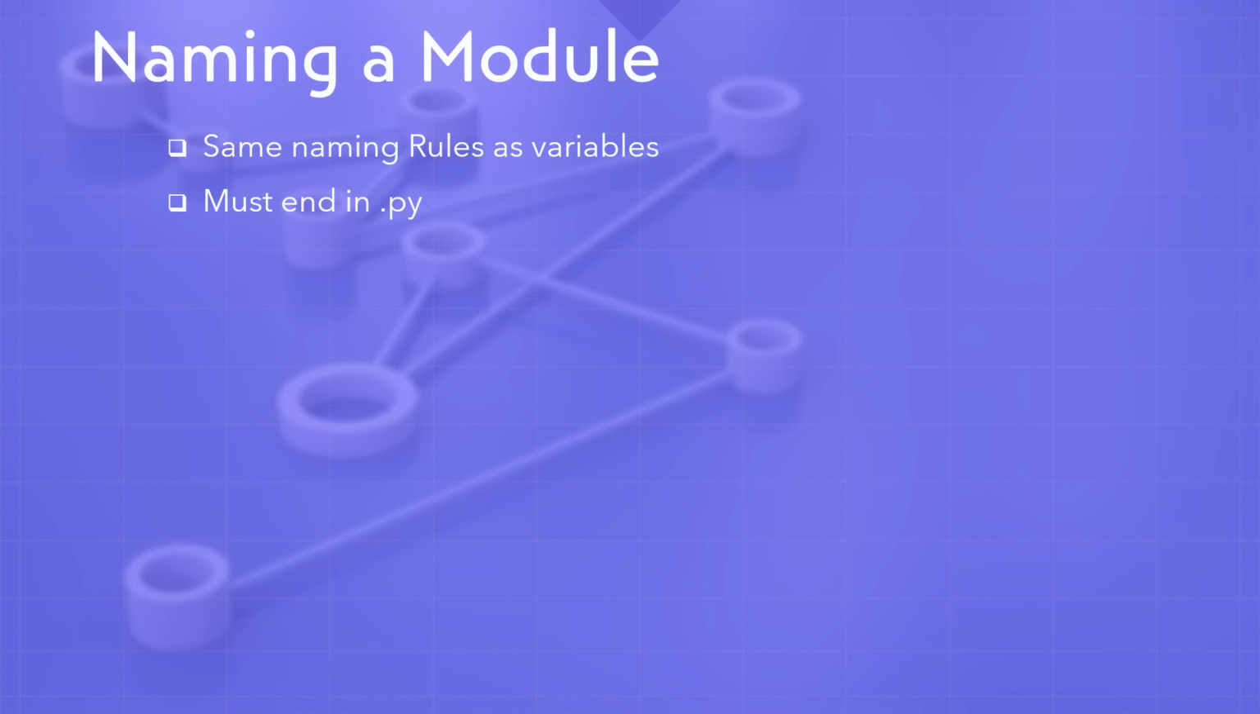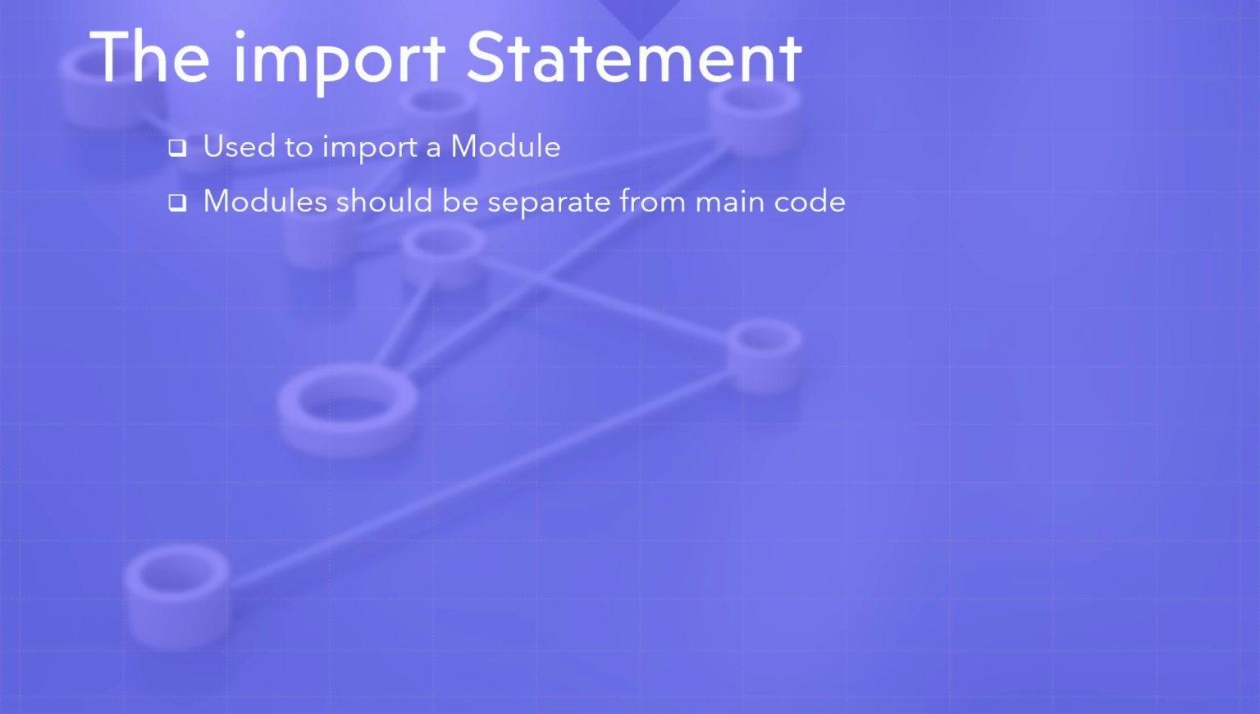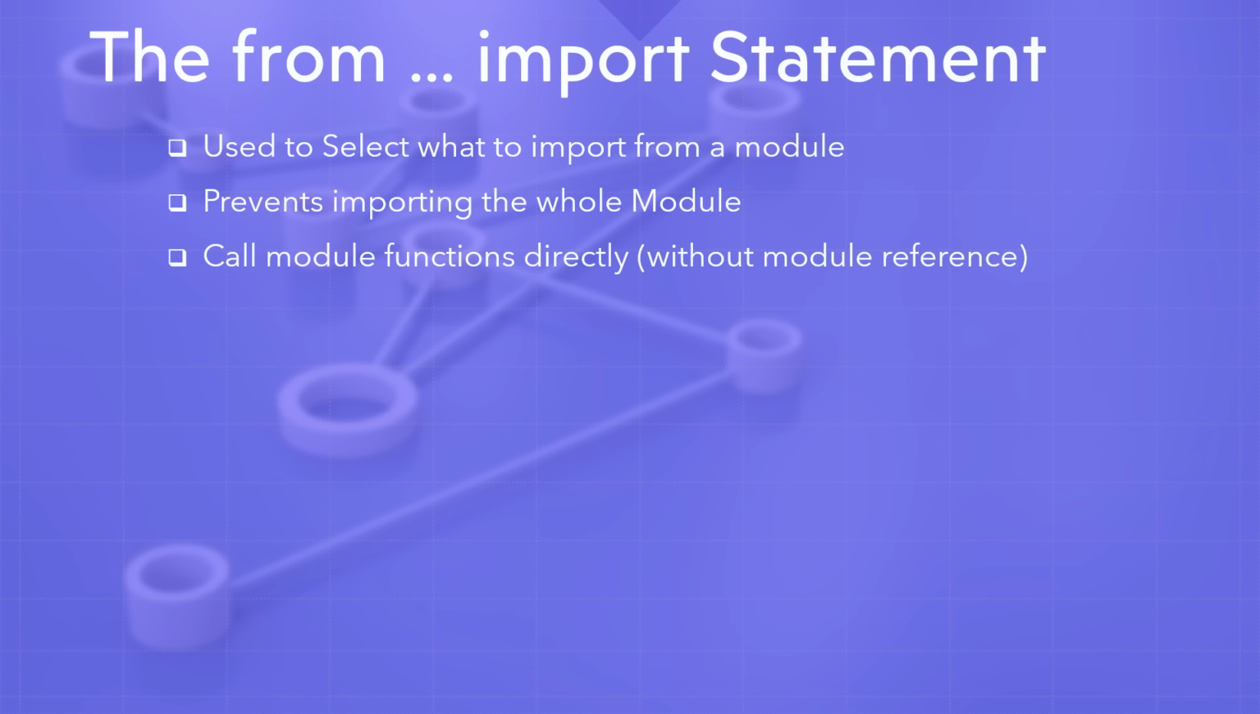When naming modules, you should follow the same rules as when naming variables, and your module file names must end in the .py file extension. The import statement is used to import a module, and modules should be written separately from your main code in your own file. The from import statement is used to specify or select what to import from a module, such as a function in a module.